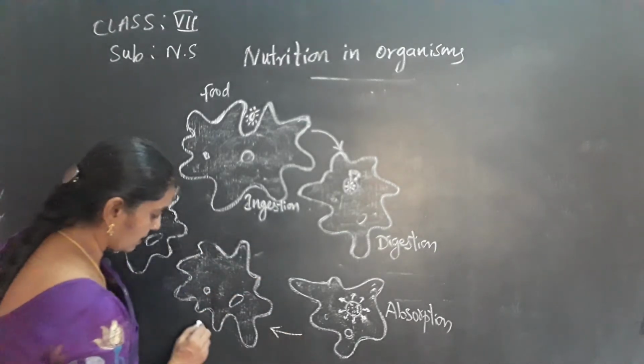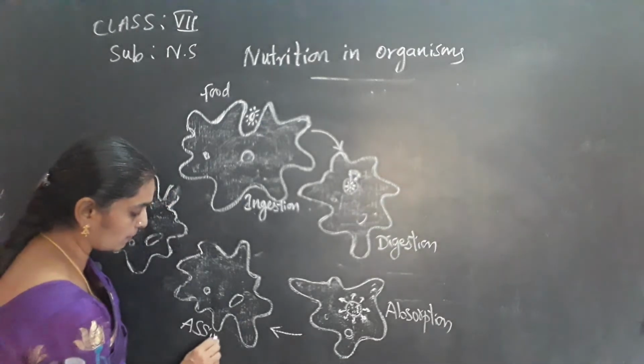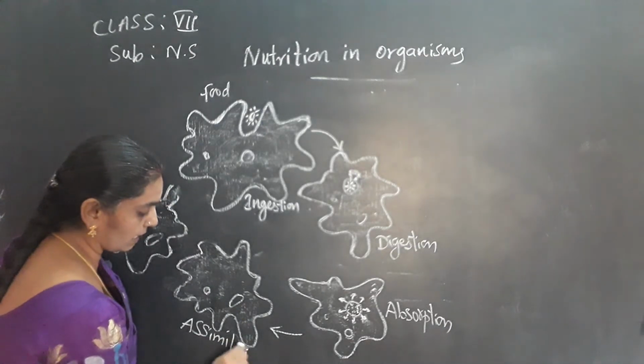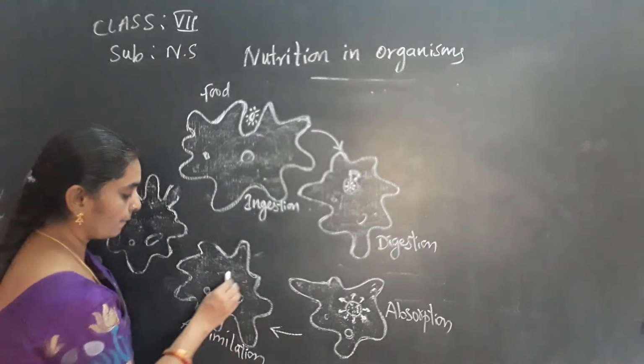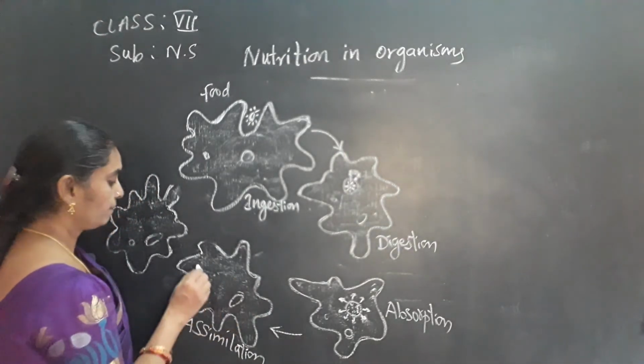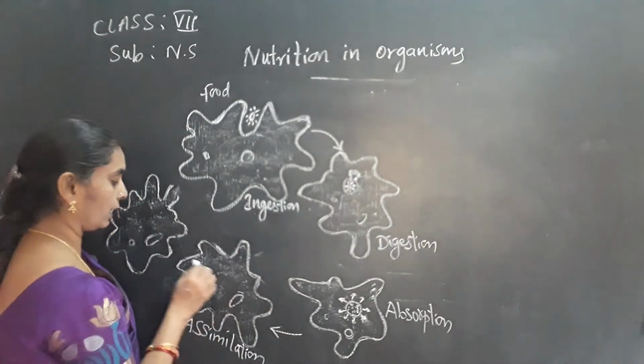See here. This process is called assimilation. It becomes a part of the body. This is the vacuole, food vacuoles. There are numerous food vacuoles.